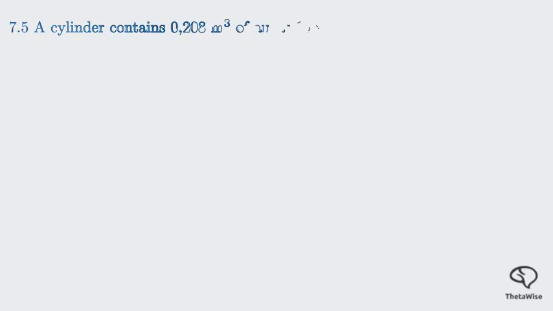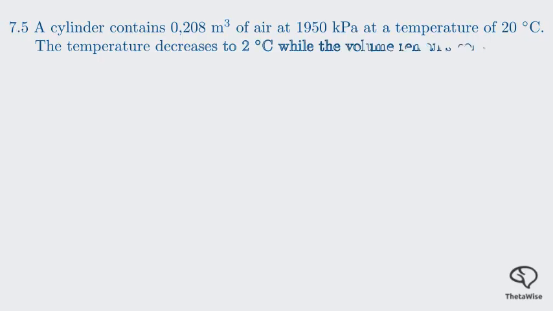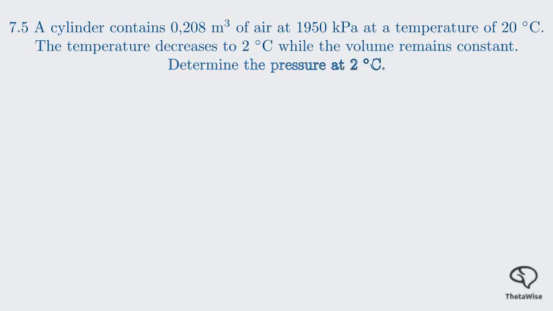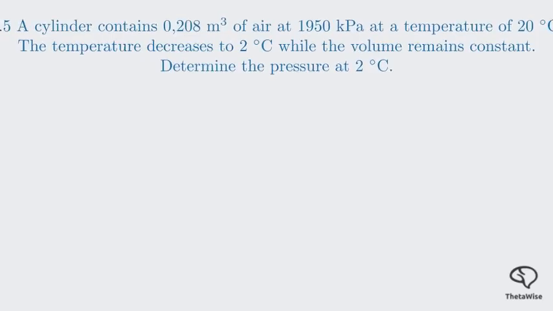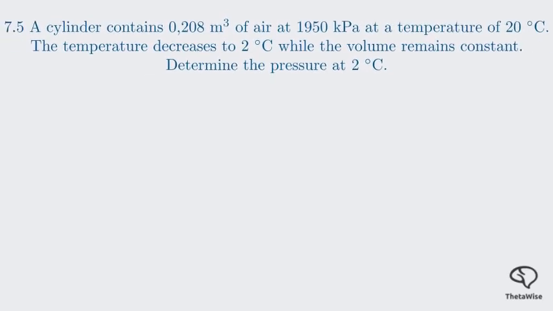It reads, a cylinder contains 0.208 cubic meters of air at 1950 kilopascals at a temperature of 20 degrees Celsius. The temperature decreases to 2 degrees Celsius while the volume remains constant. Determine the pressure at 2 degrees Celsius. This is a problem involving Gay-Lussac's law. The key term here is while the volume remains constant.